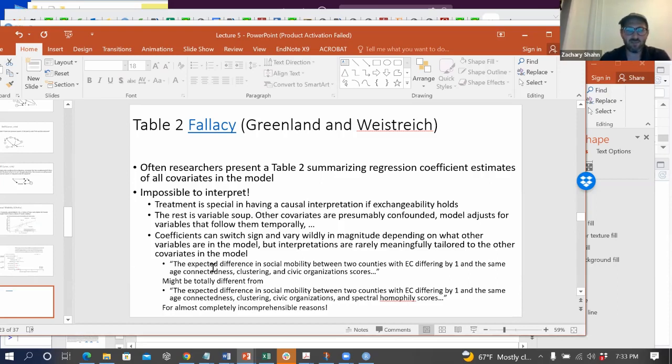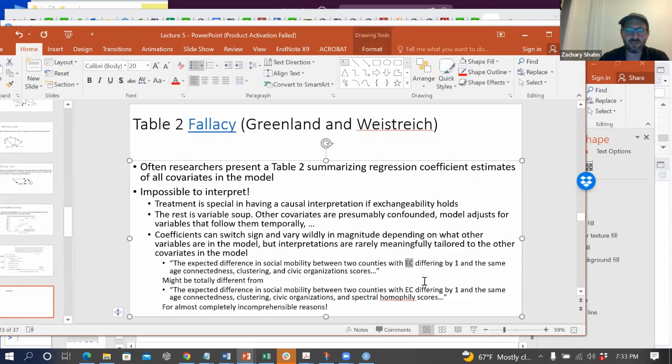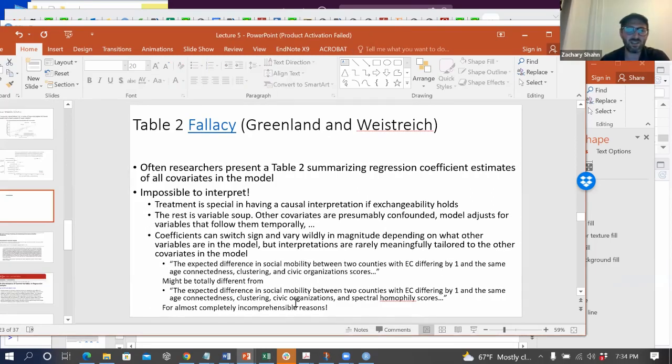For example, taking the Chetty paper, I know EC was their treatment, but we described how it wasn't based on any DAG, so I just used it as the example. The expected difference in social mobility between two counties with EC differing by 1 and the same age connectedness, clustering, and civic engagement scores, that's how you'd interpret the coefficient of a regression that had these 3 covariates in addition to EC. That coefficient might be totally different, like totally the other direction from the expected difference. The coefficient can change sign, it can change magnitude for almost completely incomprehensible reasons.